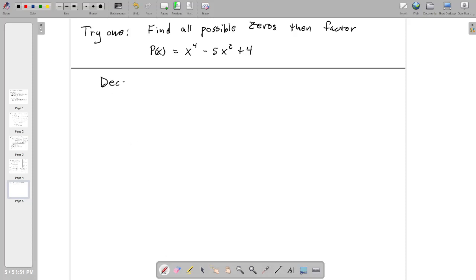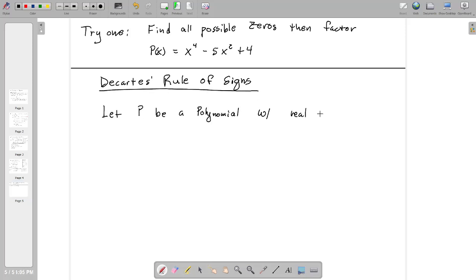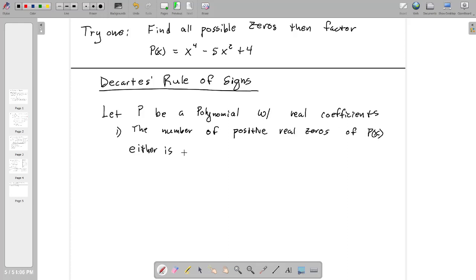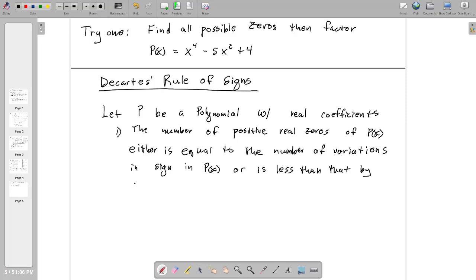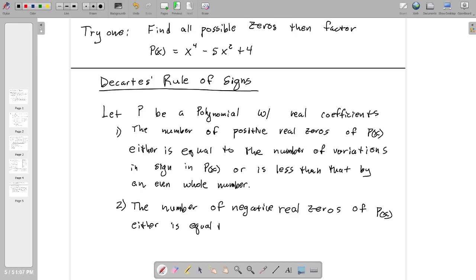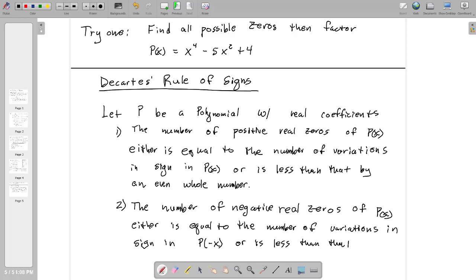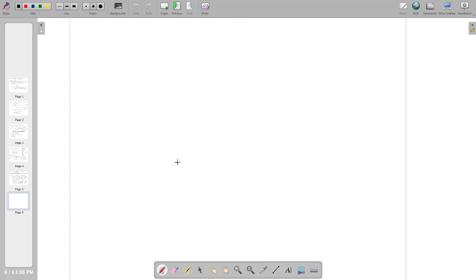And the next thing we're going to talk about is Descartes' Rule of Signs. Let P be a polynomial with real coefficients. 1. The number of positive real zeros of P of x either is equal to the number of variations in sign in P of x, or is less than that by an even whole number. And 2. The number of negative real zeros of P of x either is equal to the number of variations in sign in P of negative x, or is less than that by an even whole number. Now I realize this is a bit wordy and it's a little bit confusing. It's a lot of words to say a pretty simple concept.